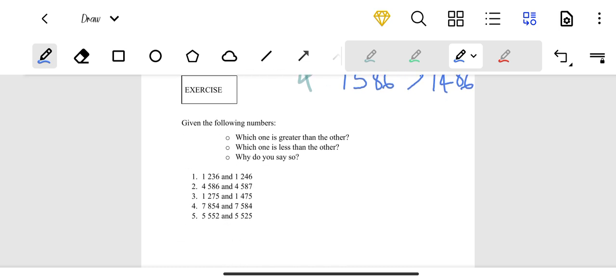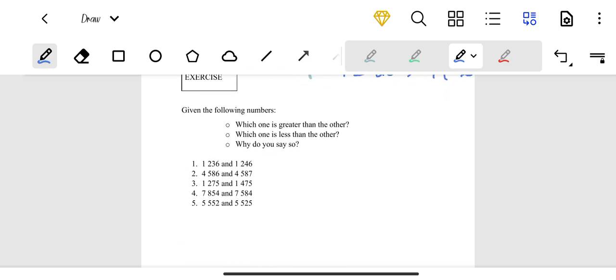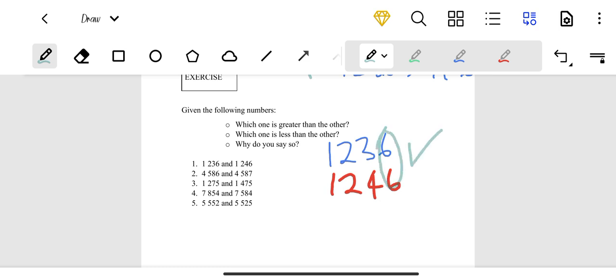So I have an exercise down here. Number 1, it is 1236 and 1246. Remember, we're still determining which one is greater than, which one is less than, and why do we say so. So we have 1236. The next one is 1246. What do I do? I firstly check the units. The units, they are equal.